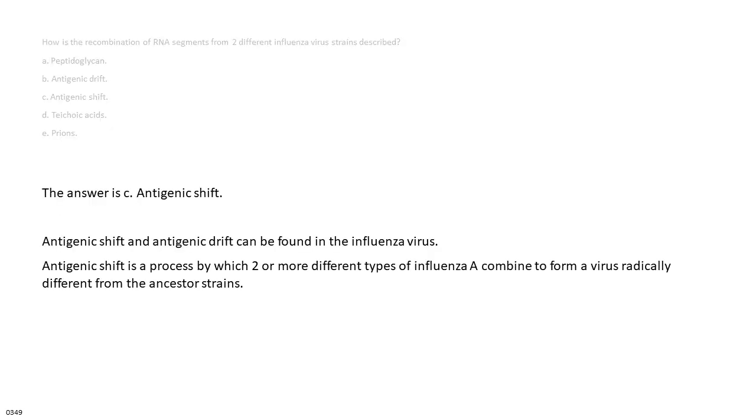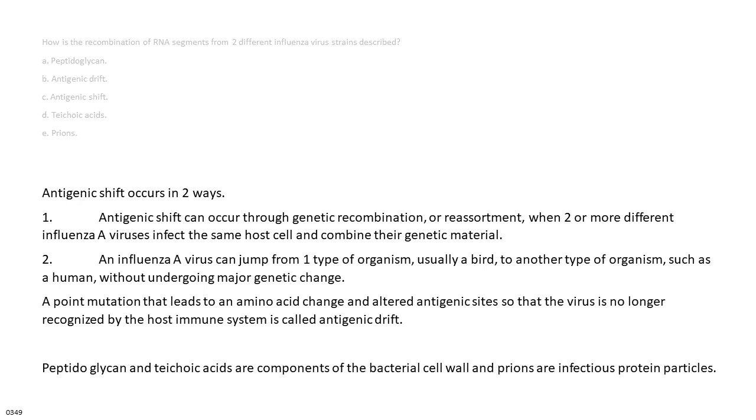The answer is C. Antigenic shift. Antigenic shift and antigenic drift can be found in the influenza virus. Antigenic shift is a process by which two or more different types of influenza A combine to form a virus radically different from the ancestor strains. Antigenic shift occurs in two ways.